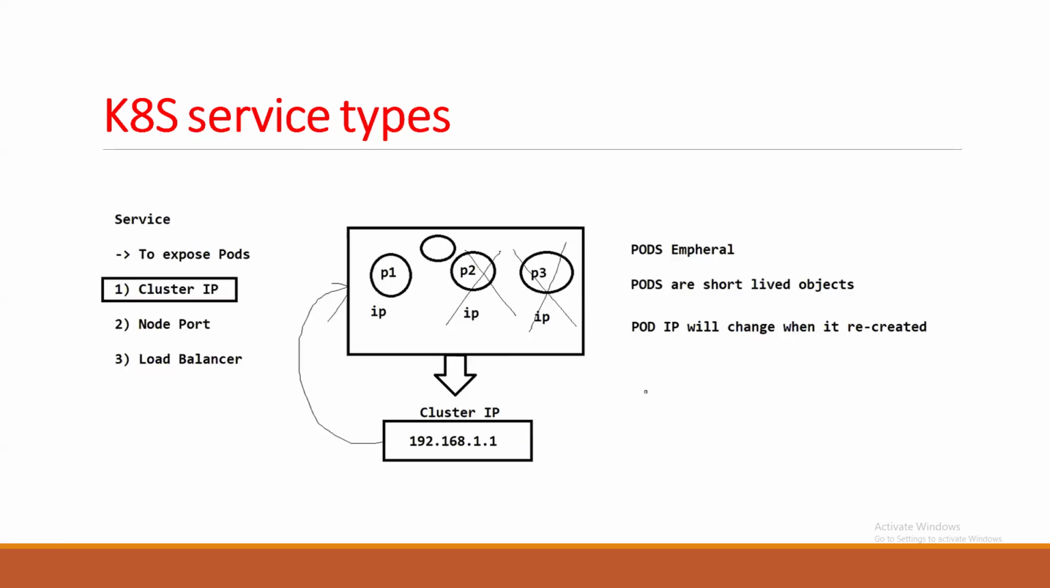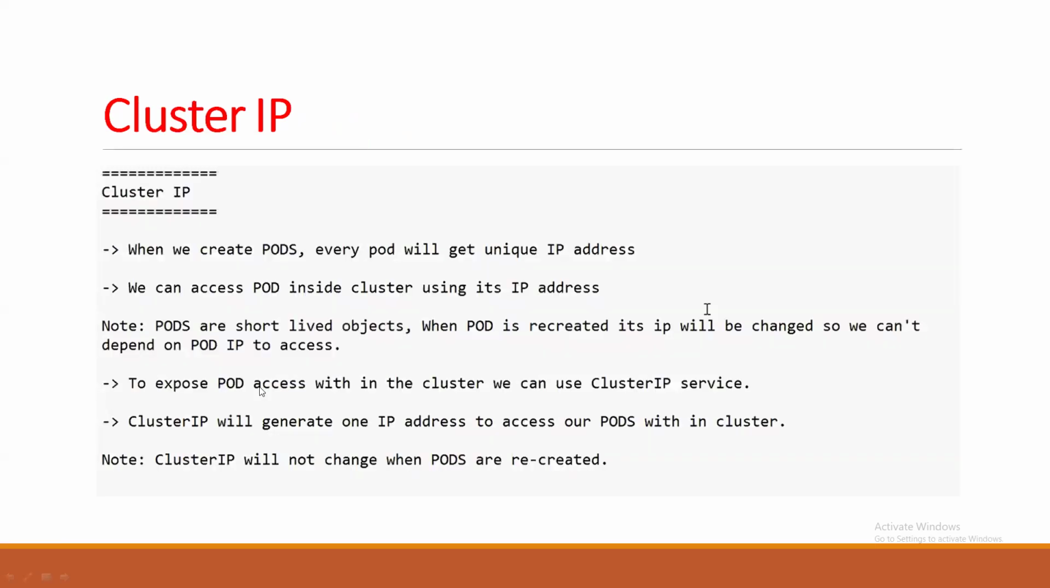So that's the reason we need to expose the ports by using the node port. It's not the cluster IP. Cluster IP is nothing but a pod IP. When we create a pod, every pod will get a unique IP address. So we can access a pod inside the cluster using its IP address only.